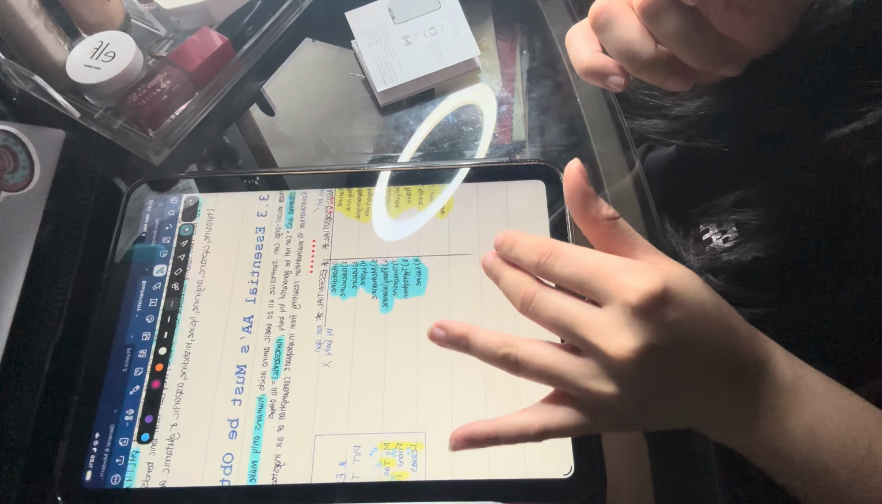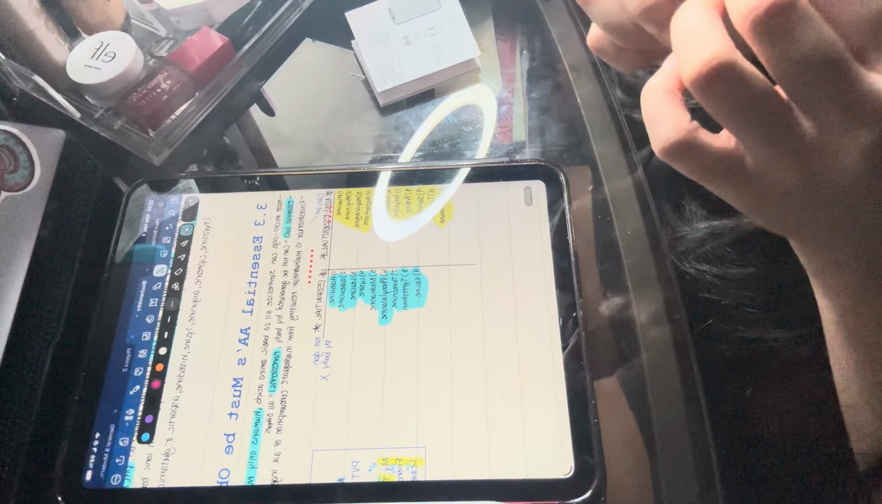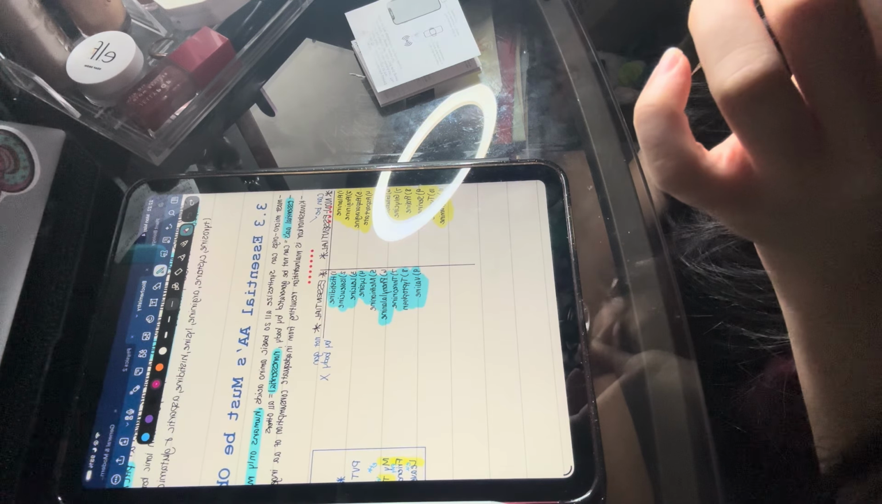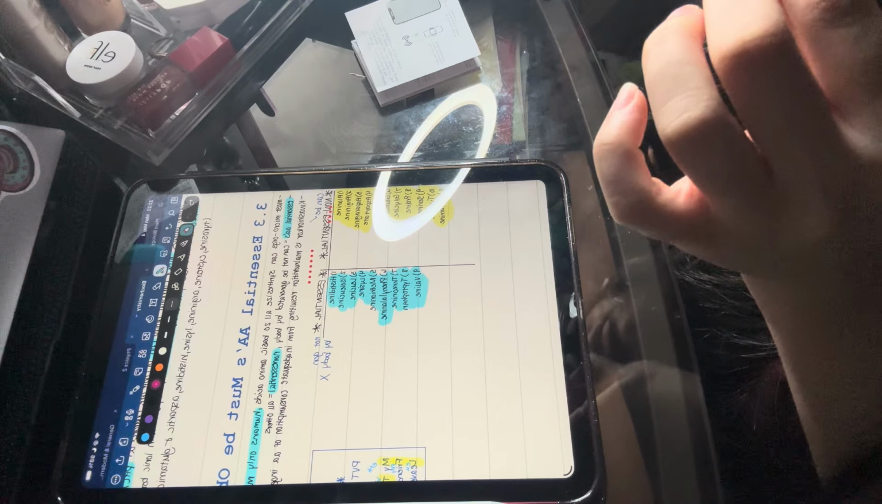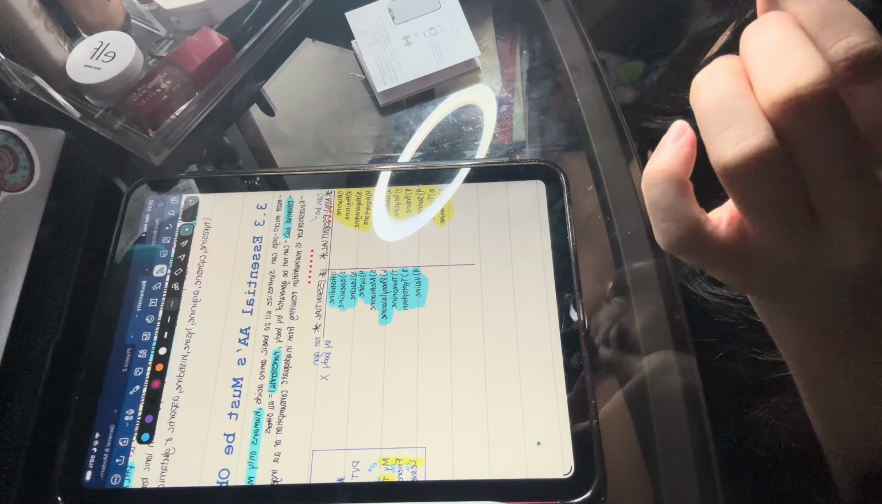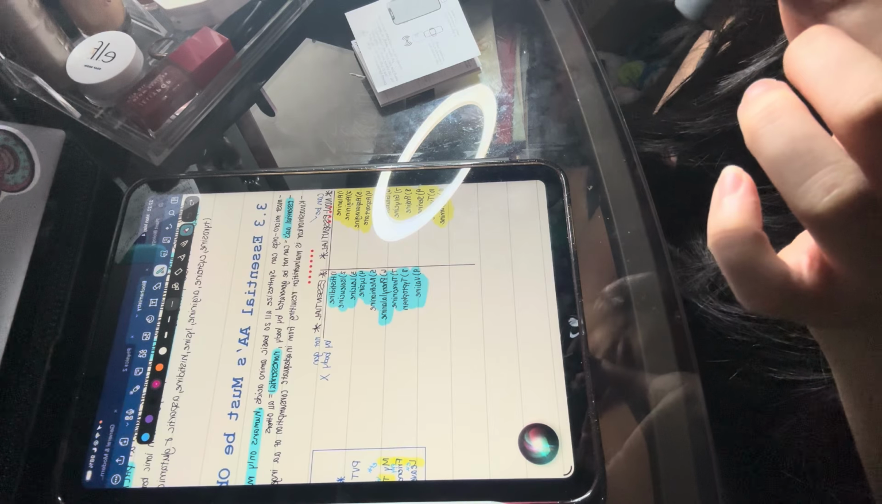In non-essential amino acids, we have alanine, arginine, asparagine, aspartate, cysteine, glutamate, glycine, proline, serine, tyrosine, and glutamine.